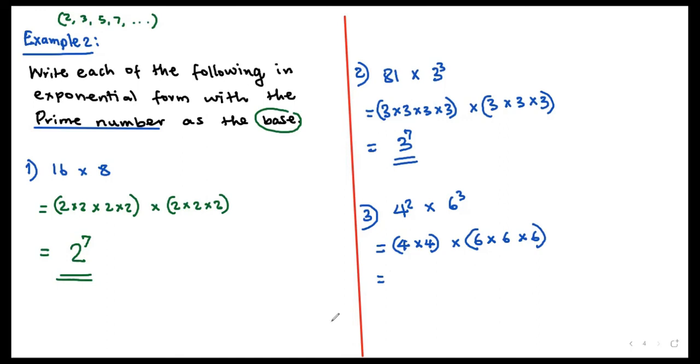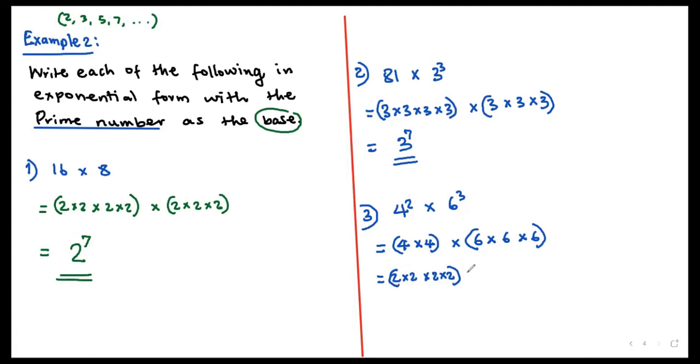2 times 2 times 2 times 2. Yes, because we need prime numbers and 4 is not a prime number. So we need to write 4 again to look like a prime number. So we have to say 2 times 2, and another 4 is 2 times 2.